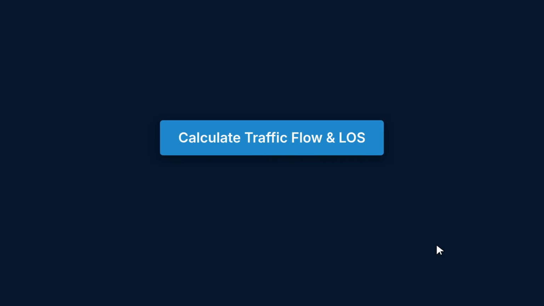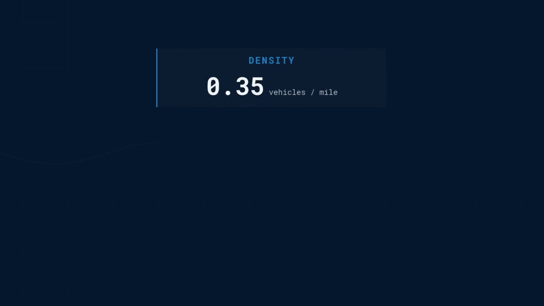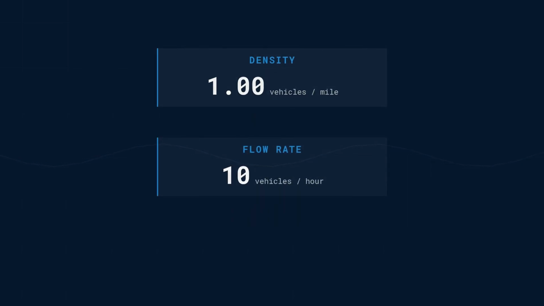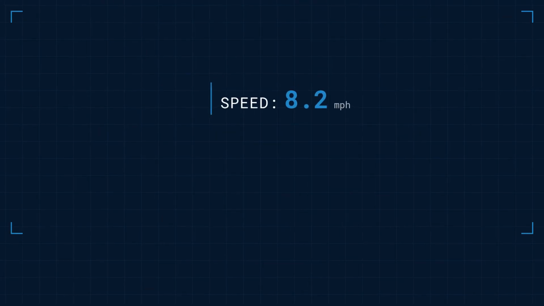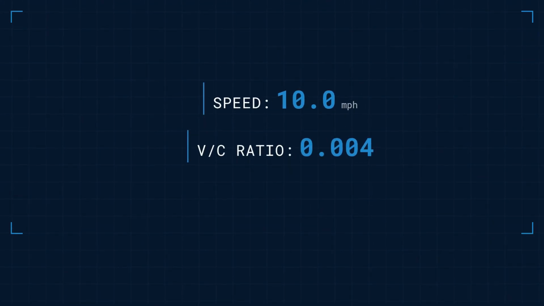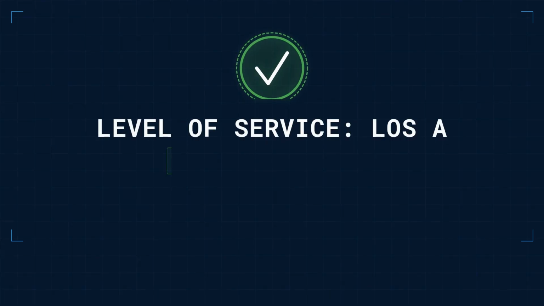After clicking Calculate Traffic Flow and LOS, here are our results. The density equals 1.0 vehicles per mile. Flow rate confirms our input at 10 vehicles per hour. Speed shows 10.00 mph. The V/C ratio is 0.004. Level of service is LOS A, and the condition is acceptable.